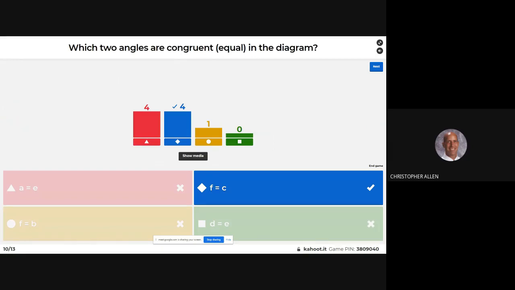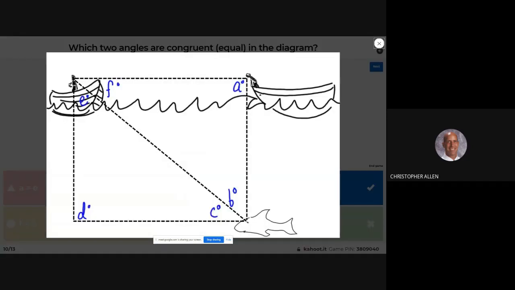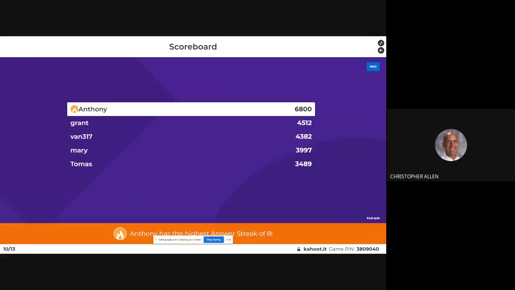D and F, again, this goes back to what we were talking about here. Horizontal line, transversal. Those are alternate interior angles. That's what we're dealing with today.